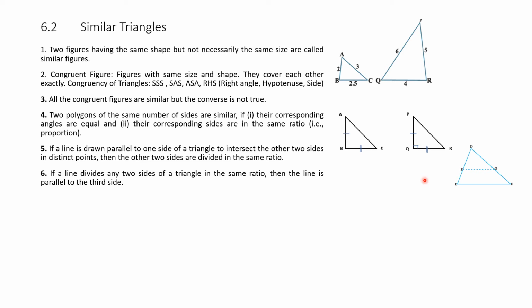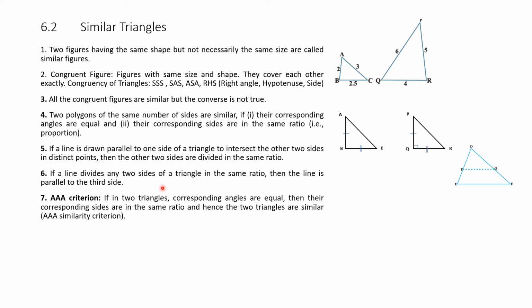If a line divides any two sides of a triangle in the same ratio, then the line is parallel to the third side. It is the converse of condition number 5. Earlier the line was parallel and it was told that it divides the sides in the same ratio. Here it is dividing in some ratio, and then the line is parallel to the third side.